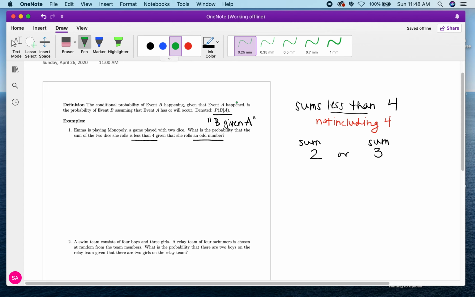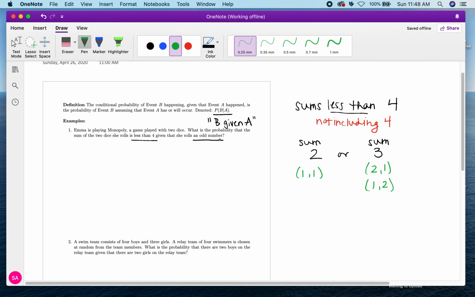All right, now let's list out the different ways we can roll a sum of 2. Well, there's only one way: a 1 and a 1. What about a sum of 3? We can roll a sum of 3 if we roll a 1 and a 2, or sorry, a 2 and a 1, or a 1 and a 2, because remember, we have to account for both versions. And so these are all the possibilities of rolling a sum less than 4.